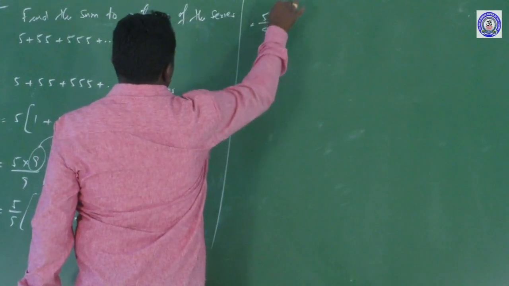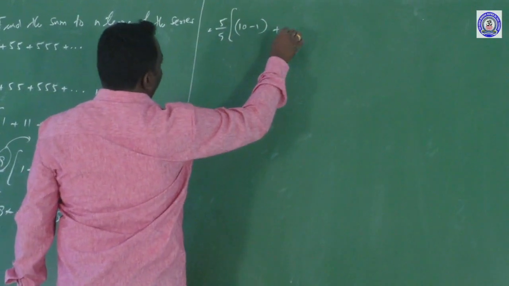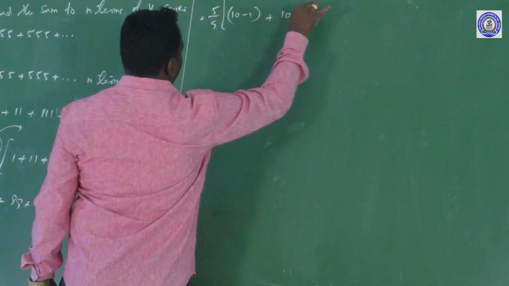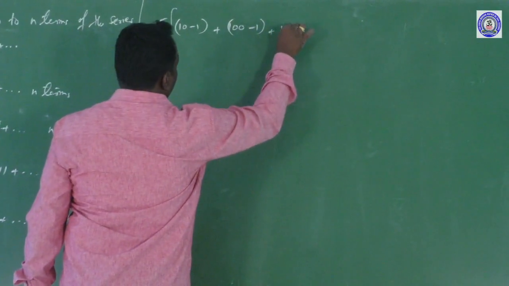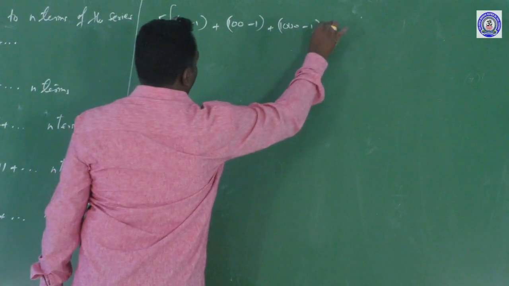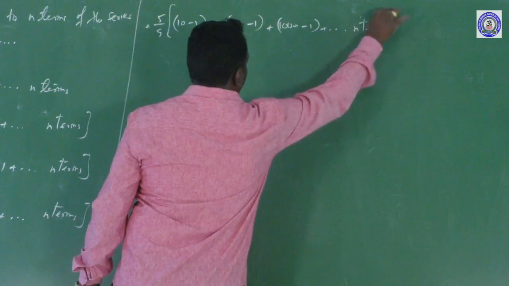5 by 9 stays outside the bracket. 9 we can write as 10 minus 1, 99 we can write as 100 minus 1, and 999 we can write as 1000 minus 1, and plus etc. up to n terms.